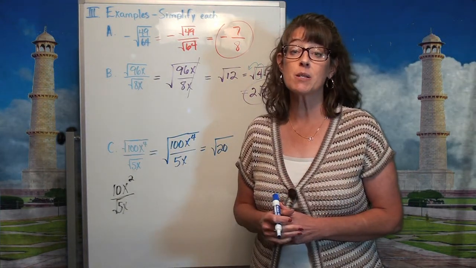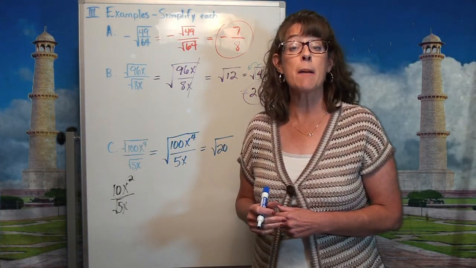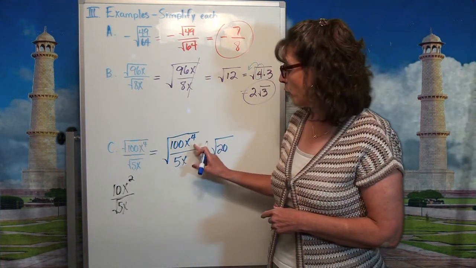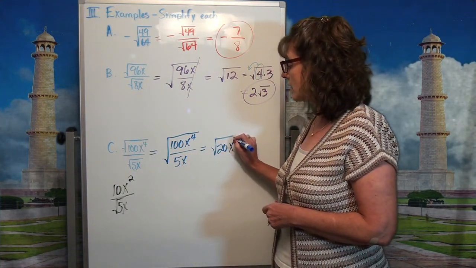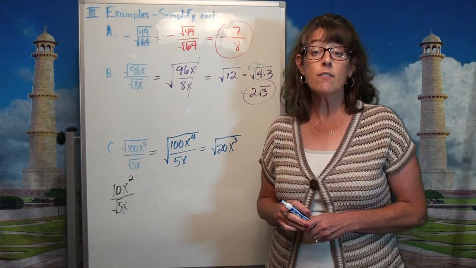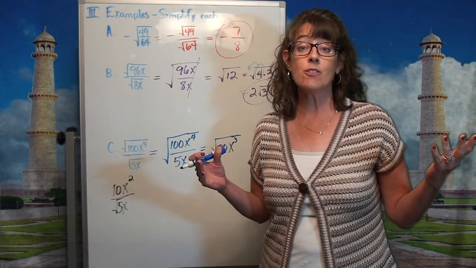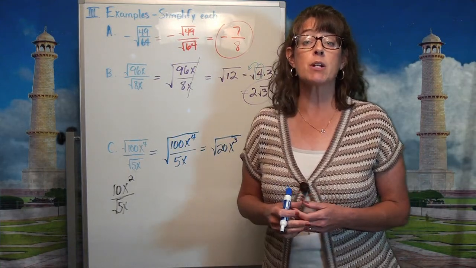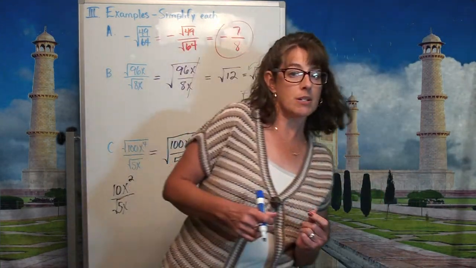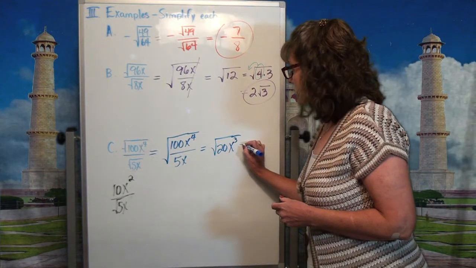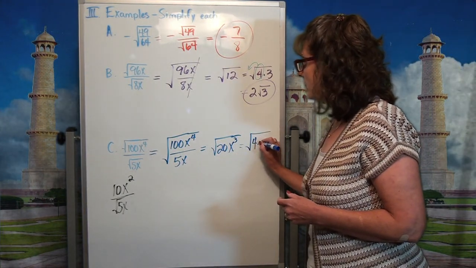Remember those laws of exponents. The laws of exponents say I'm going to subtract those exponents. 4 minus 1 will give me a 3, and I have x to the 3rd. Now, can you think of a number that you can multiply by itself to create a 20? Nope, I can't either. So what I'm going to do then is take that 20 and break it down. 20 is going to be 4 times 5.